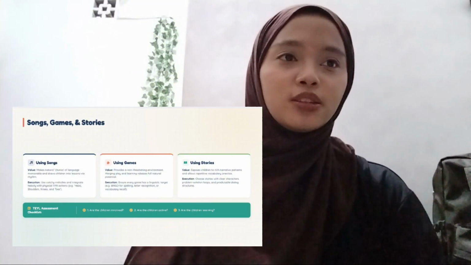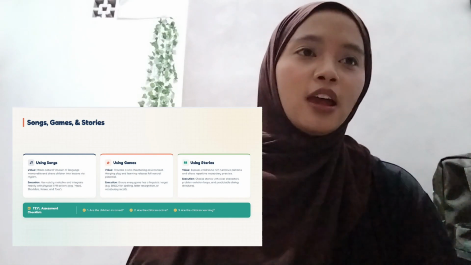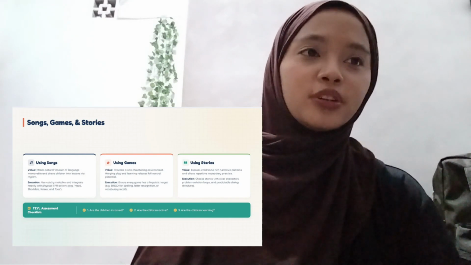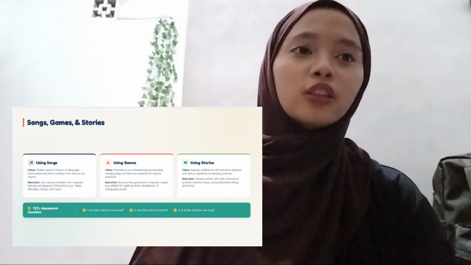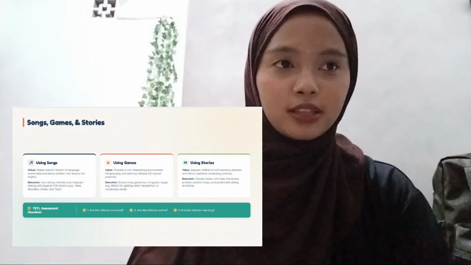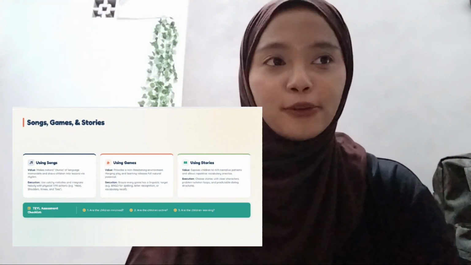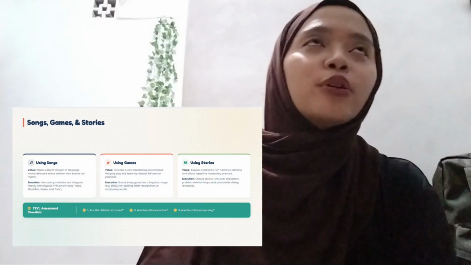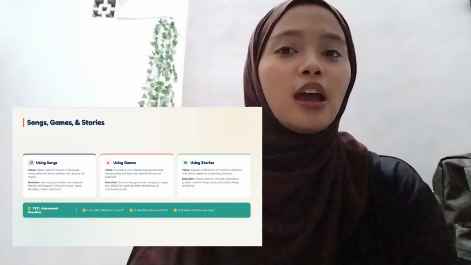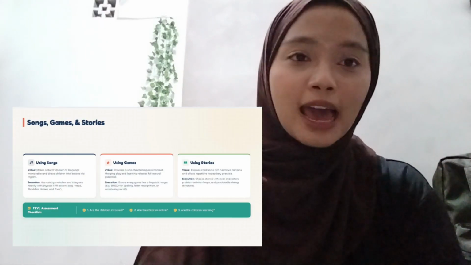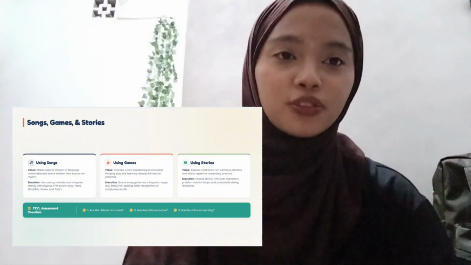And the next one is using stories. They expose children to rich narrative patterns and allow repetitive vocabulary practice. Choose stories with clear characters, problem-solution loops, and predictable dialogue structures.